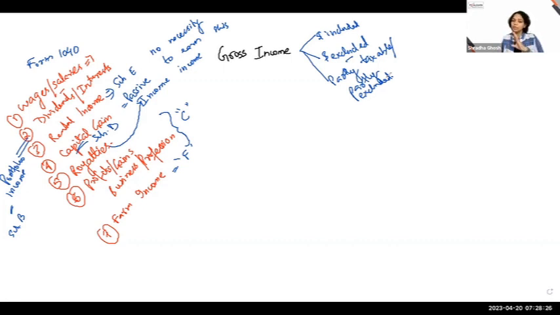So in the first two modules, subunit 2 and subunit 3, we are only going to talk about gross income. Is this clear?